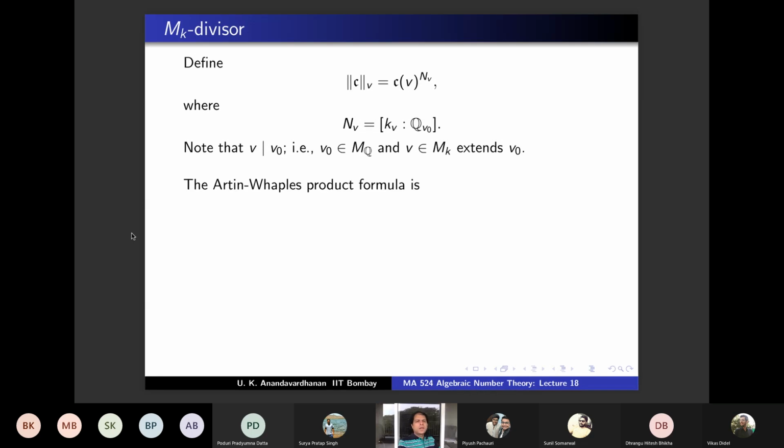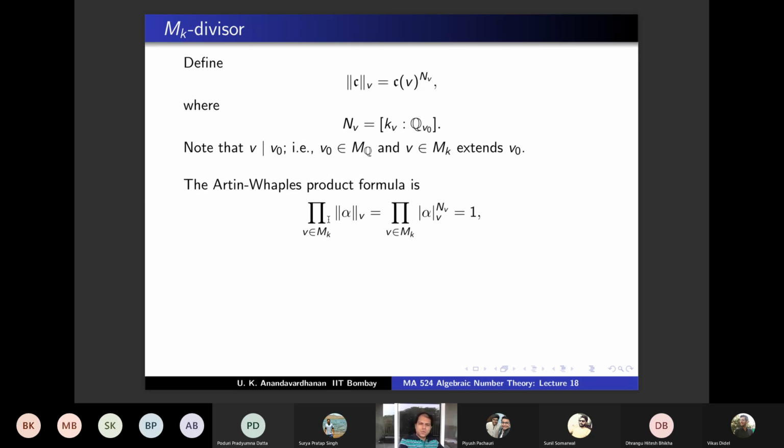And you have the product formula, which is also called the Artin-Whaples product formula, which we saw in the discussion class. It says that the product over all the absolute values of the norm of alpha is 1. For Q, it is obvious. For a number field, by taking norm, we can come down to Q and use the formula for Q and use the relationship between norm, and that will be raised to the power of NV.